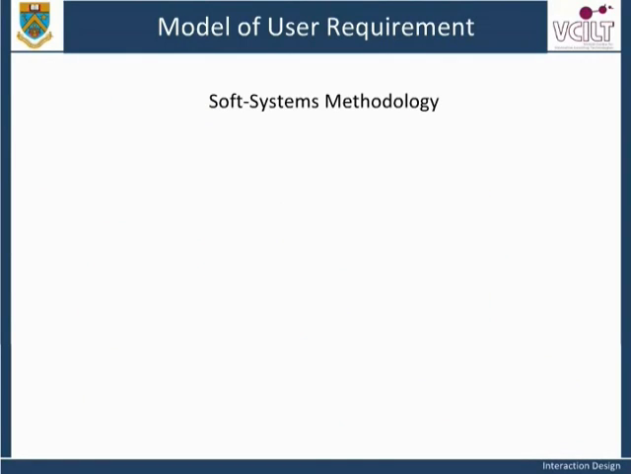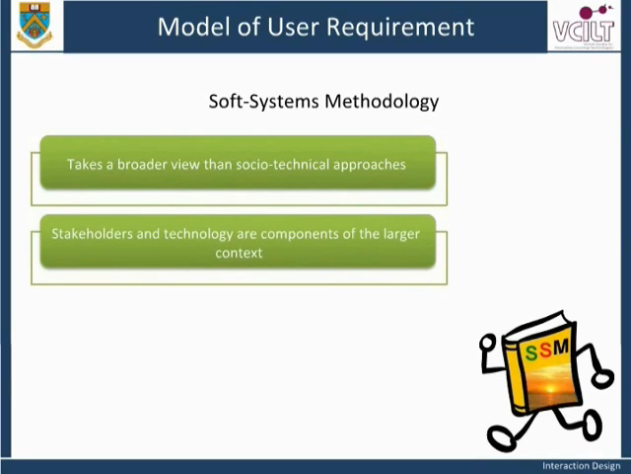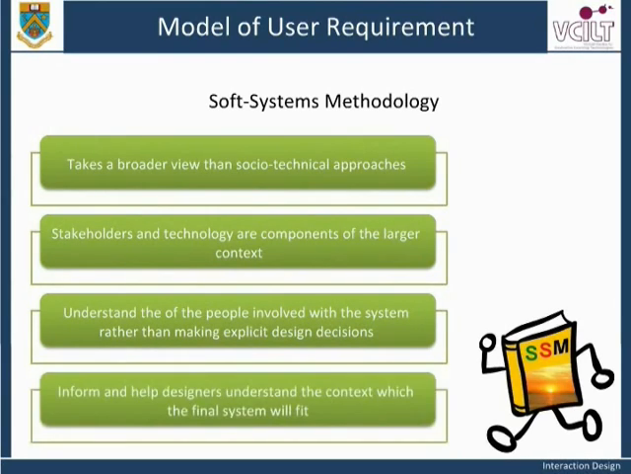Soft Systems Methodology, SSM, takes a broader view than socio-technical approaches by considering the organization as a whole. From this perspective, the stakeholders and technology are components of the larger context. As with other user-centered approaches, the intention is to understand the context of the people involved with the system, rather than making explicit design decisions. These models of the situation are instead used to inform and help designers understand the context in which the final system will fit.